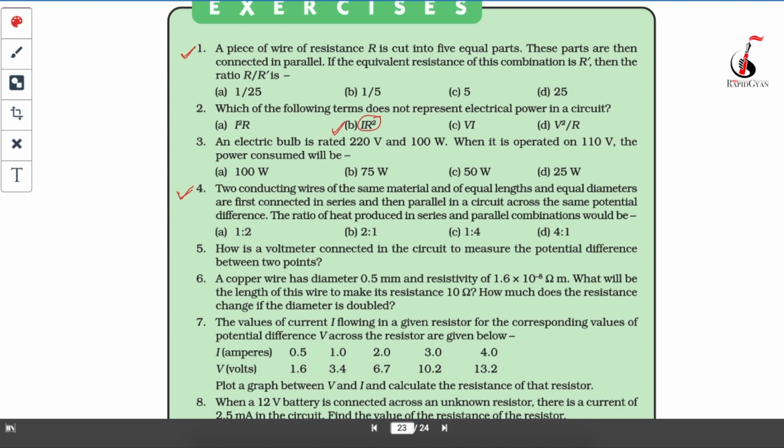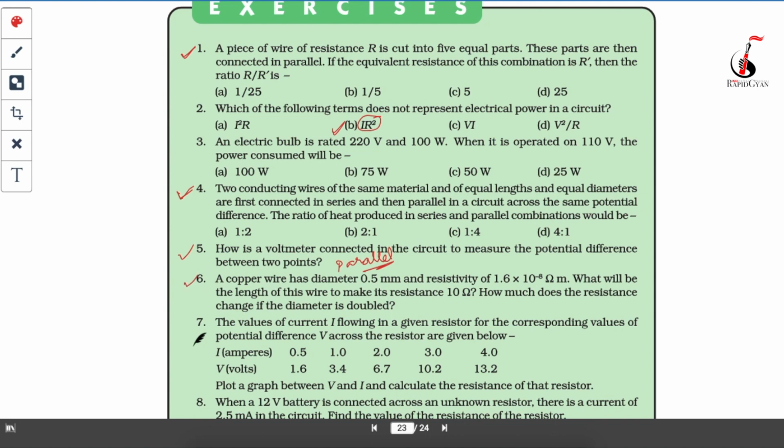Next question is your fifth question. What is the fifth question saying? How is a voltmeter connected in a circuit to measure the potential difference? Very simple. This is a parallel connection. So just write the answer that the voltmeter is connected in parallel in the circuit to measure the potential difference. Okay.